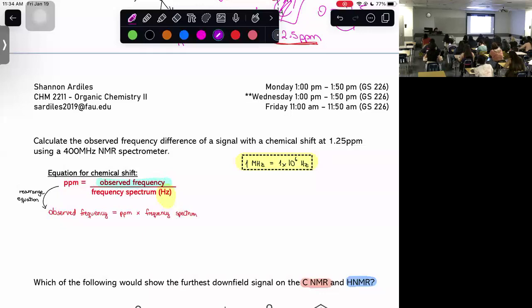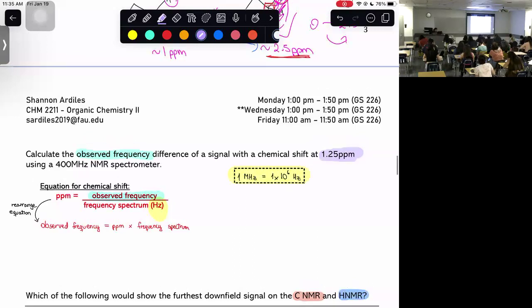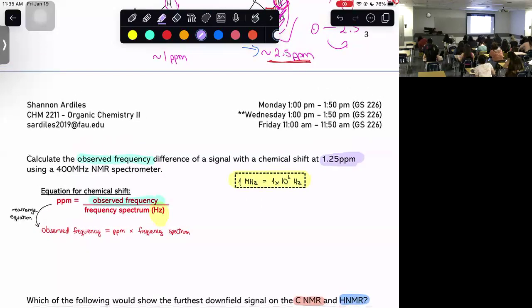Now, in this case, they're asking you to calculate the observed frequency. That's what we want to find. The difference of a signal with a chemical shift at 1.25 ppm. That's your first value, so we're going to start highlighting that. We know what we have to find, and they're giving us a piece of information right now, 1.25. The next piece of information that they give is that they're using a 400 megahertz NMR spectrometer. That's my next piece of information.